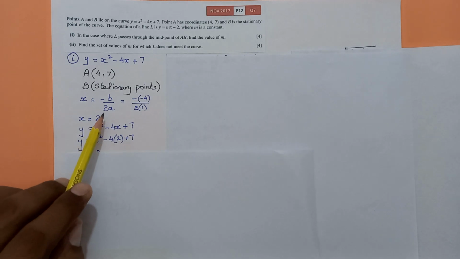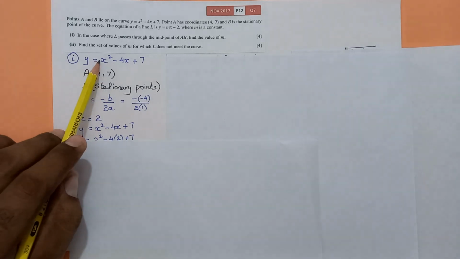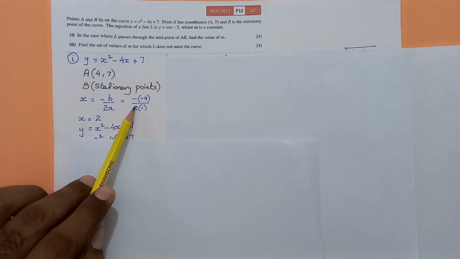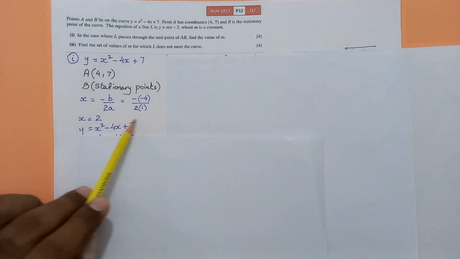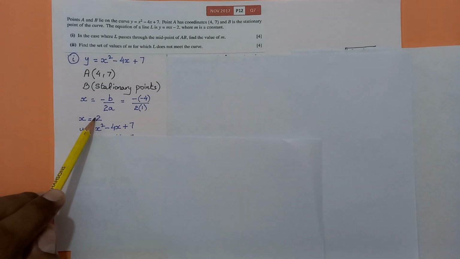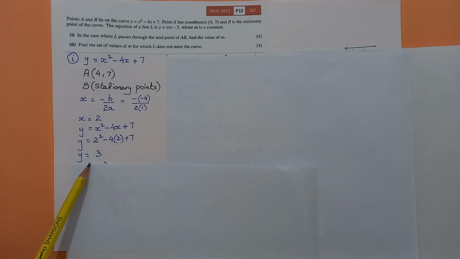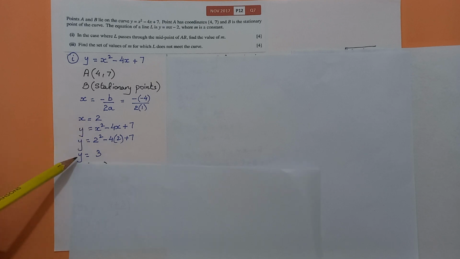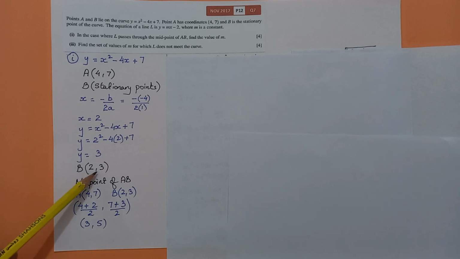Minus b upon 2a means minus b, and b is negative 4, upon 2 times a, and a is the coefficient of x². So placing the value of b as -4 and a as 1, we simply get the value of x as 2, which is the x coordinate of the stationary point. Place this value of x in the given curve equation, get the value of y after simplifying, and we got y as 3. Now we can say that x = 2, y = 3 is the coordinates of point B. We can write B = (2, 3).